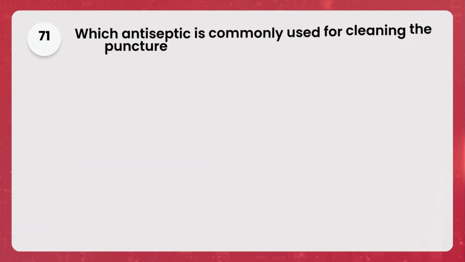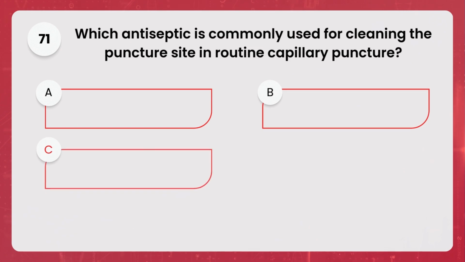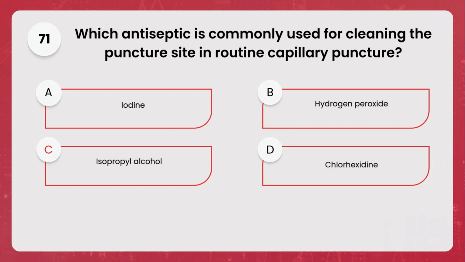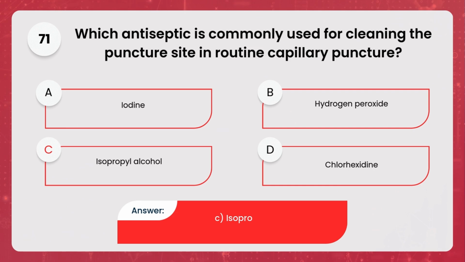Which antiseptic is commonly used for cleaning the puncture site in a routine capillary puncture? A. Iodine, B. Hydrogen peroxide, C. Isopropyl alcohol, or D. Chlorhexidine? The answer is C. Isopropyl alcohol.